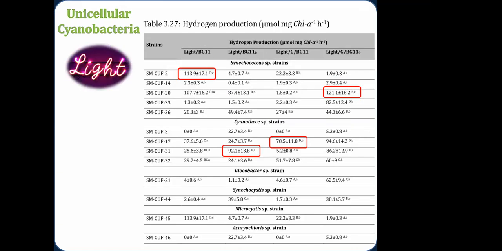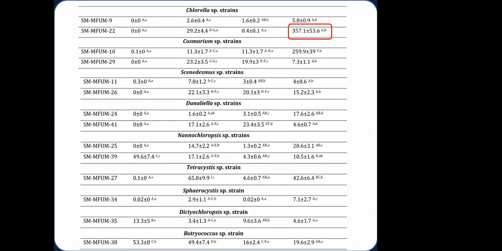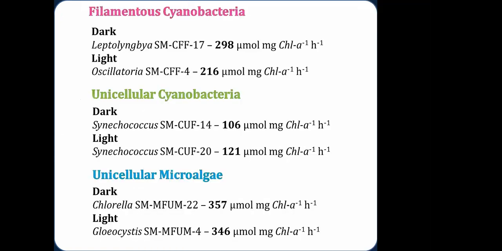Here are the results for the unicellular cyanobacteria in the presence of the light, and unicellular microalgae in the presence of dark, and unicellular microalgae in the presence of the light. So in this way, I used 8 different conditions for the detection of the hydrogen in the various environmental conditions for the production of the hydrogen.